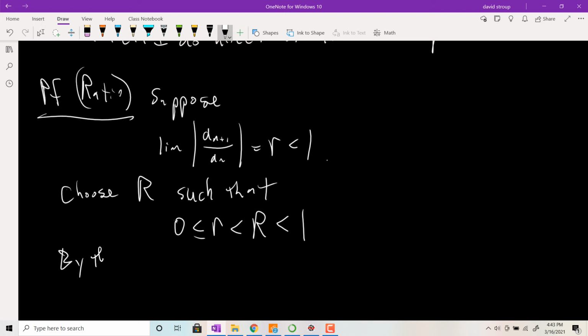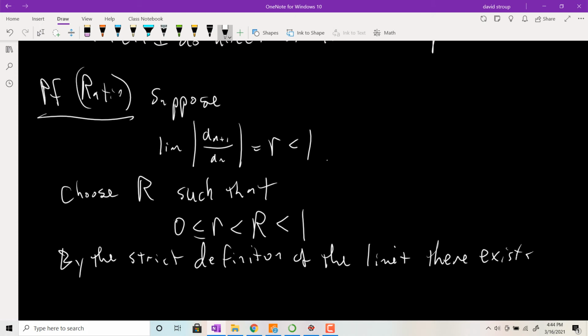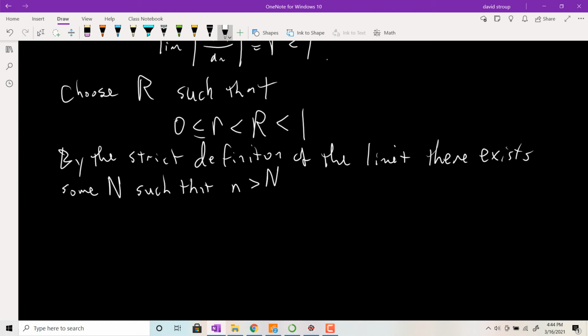So by the strict definition of the limit, there exists some big N value such that if the terms of our sequence, the n values, a sub 1, a sub 2, a sub 3, if that n value is greater than big N, then the ratio of a sub n plus 1 all over a sub n will be less than big R. So what does that mean visually?